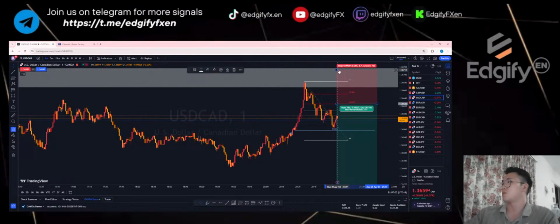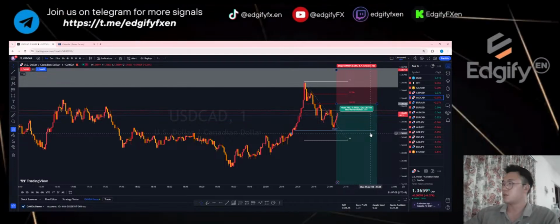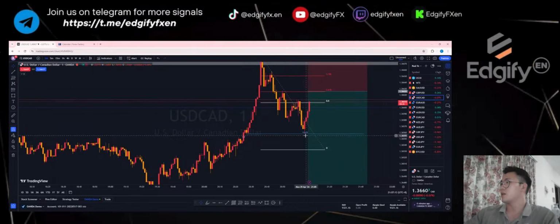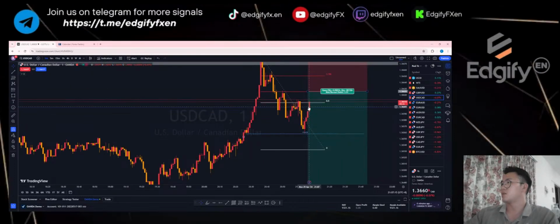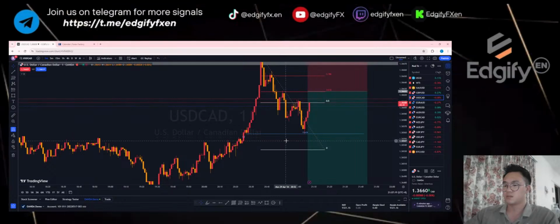So you guys can monitor this and see if you would like to take this later. When there's a confirmation, then only you take it, because we do see the price respecting here. It just tapped and then it just rejected again. So we'll see if we can get a trade out of this later.